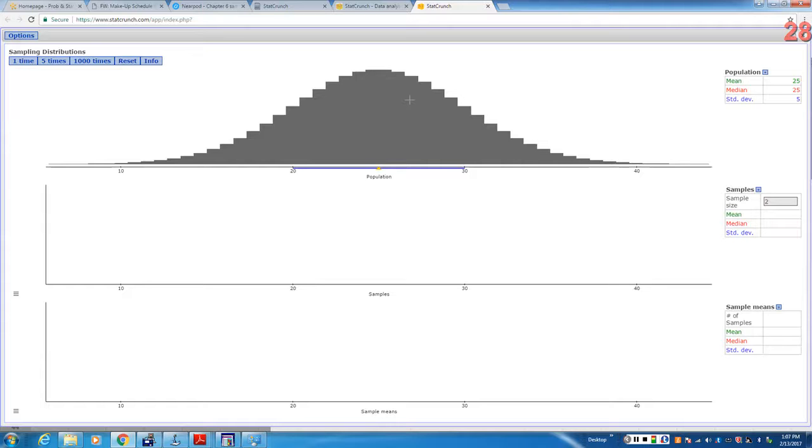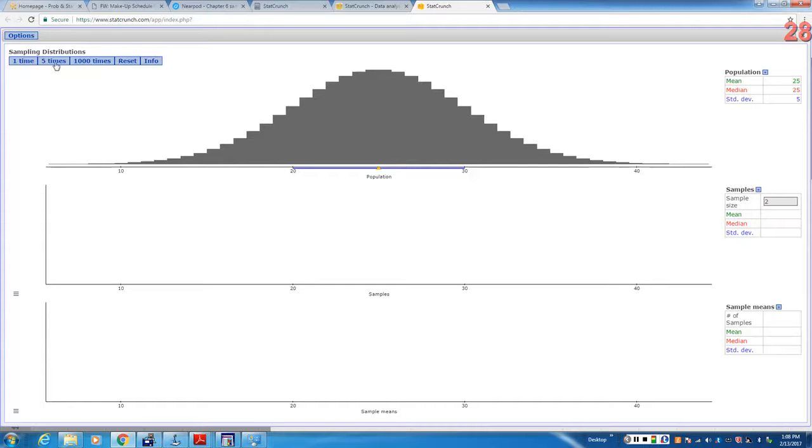Okay, and what this does, this is a simulation. And what we're going to do is we're going to take samples, and we're going to find the sample mean and the sample standard deviation of it. And then we're going to take thousands and thousands of samples, and then we're going to find the mean of all those samples and the standard deviation of all those samples, okay? Now, this is continuous.